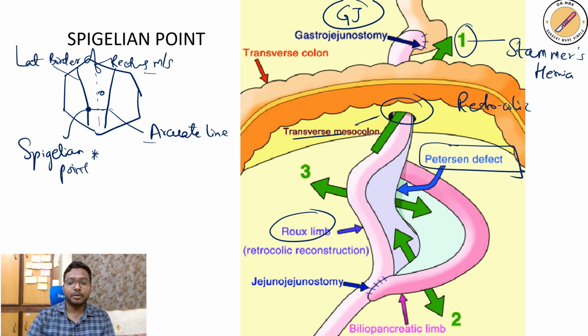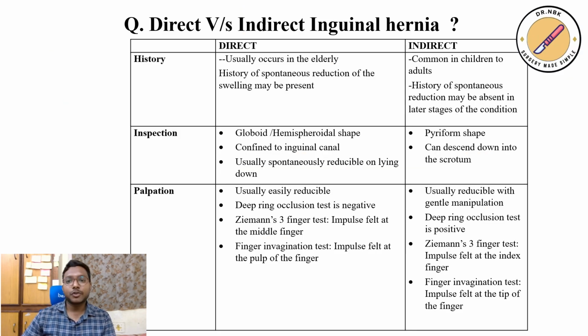Right. Now, there are two important questions the examiner will ask you. What are the differences between direct and indirect inguinal hernia? Also, what are the differences between enterocele and omentocele? How will you differentiate between enterocele and omentocele with examination? So, please understand direct inguinal hernia and indirect inguinal hernia. You can remember easily by inspection and examination.